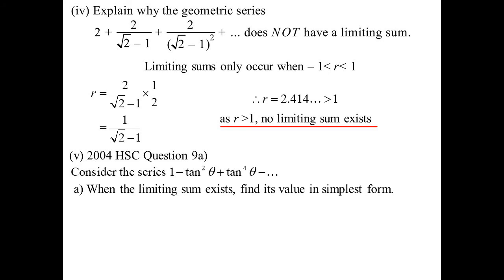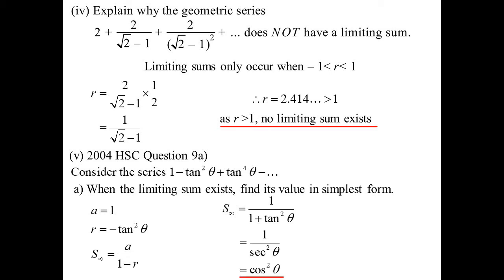Now, also with limiting sums, here's a very interesting question that was put in the 2004 HSC. So we've got 1 minus tan squared theta plus tan to the power of 4 theta, and so on. Now, depending on what theta is, sometimes it will have a limiting sum, sometimes it won't. So they're saying, well, with those situations where it does have a limiting sum, what would that be? Well, a is 1, our ratio is minus tan squared. So a on 1 minus r, 1 on 1 plus tan squared. 1 plus tan squared is, of course, sec squared. Reciprocal of sec squared, cos squared.